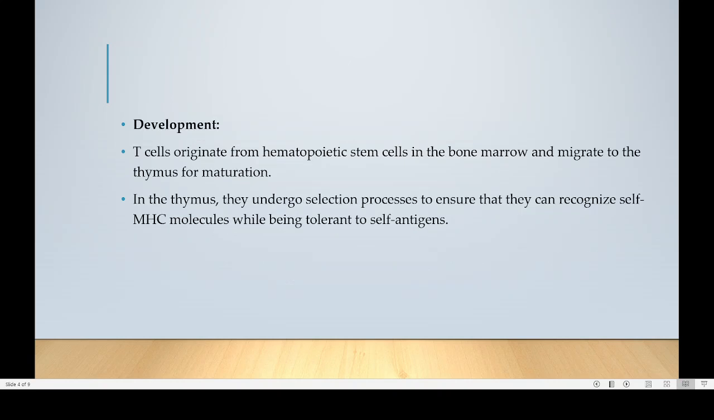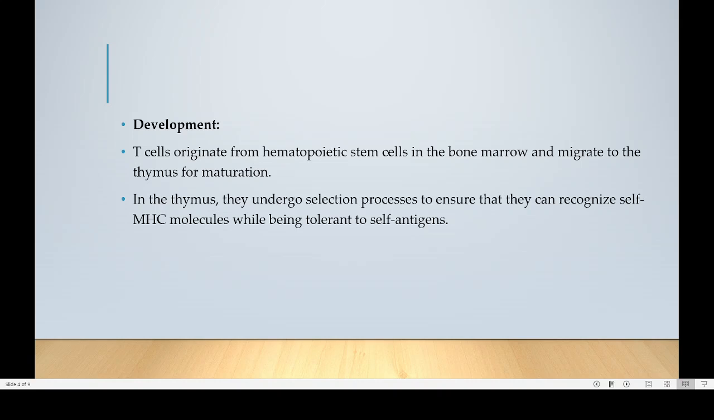Now, where these cells are? T cells originate from hemopoietic. Hemopoietic means blood cell forming. That's the meaning of the word. Hemopoietic stem cell in the bone marrow and migrate to thymus. Almost all the cells are actually produced in bone marrow. But in the case of B cell, they are produced in the bone marrow, undergoing maturation also in the bone marrow. But here they are produced from the bone marrow cell and they will be moving to thymus gland where they will be undergoing maturation. So it is based on the cytomaturation we are differentiating B cell and T cell.